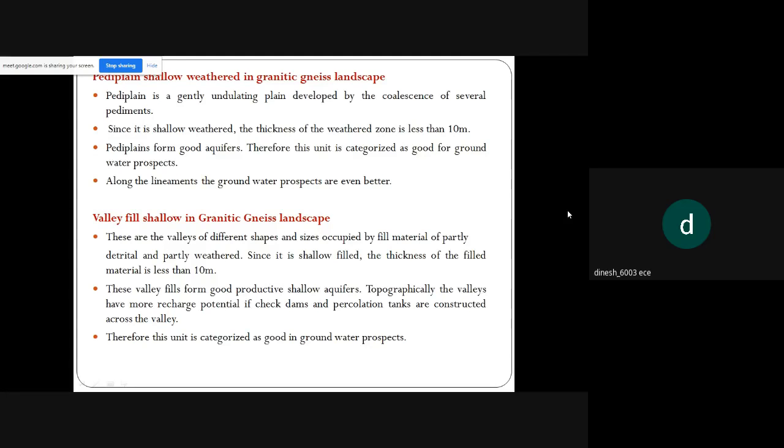Since it is shallow filled, the thickness of the filled material is less than 10 meters. This valley fill forms good productive shallow aquifers. Topographically, the valleys have more recharge potential if check dams and percolation tanks are constructed across the valley. Therefore, this unit is categorized as good in groundwater prospects.